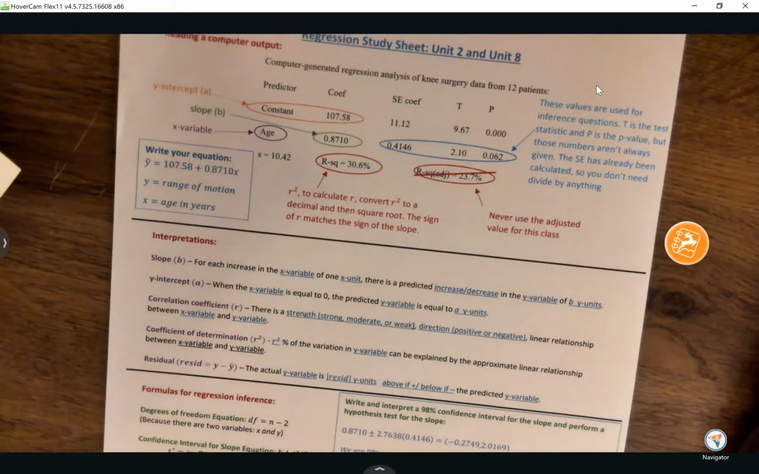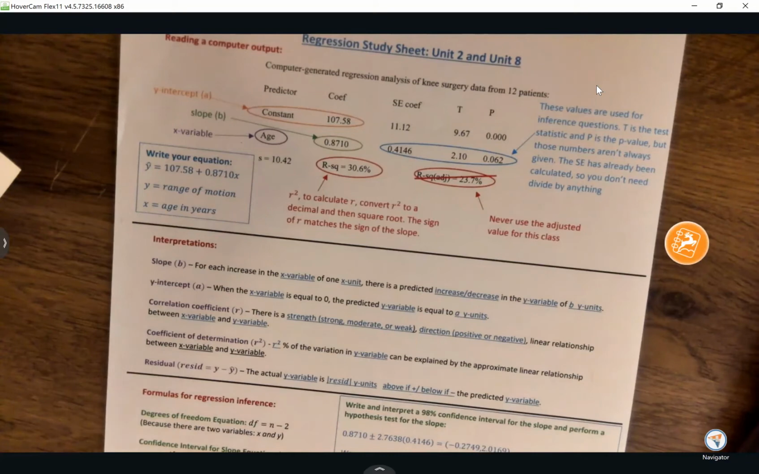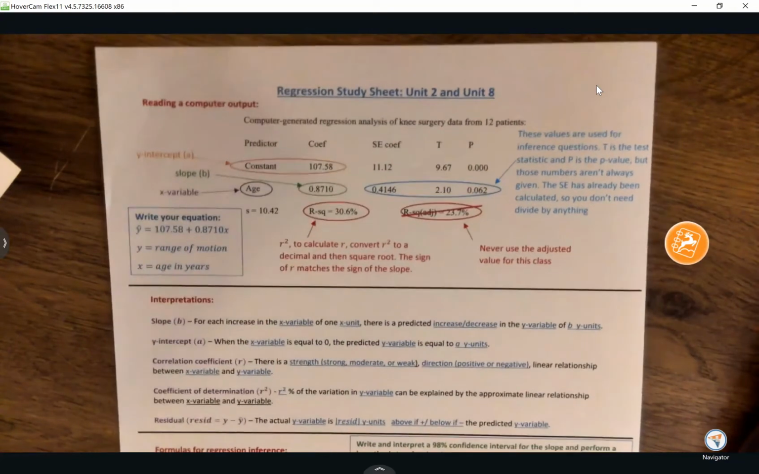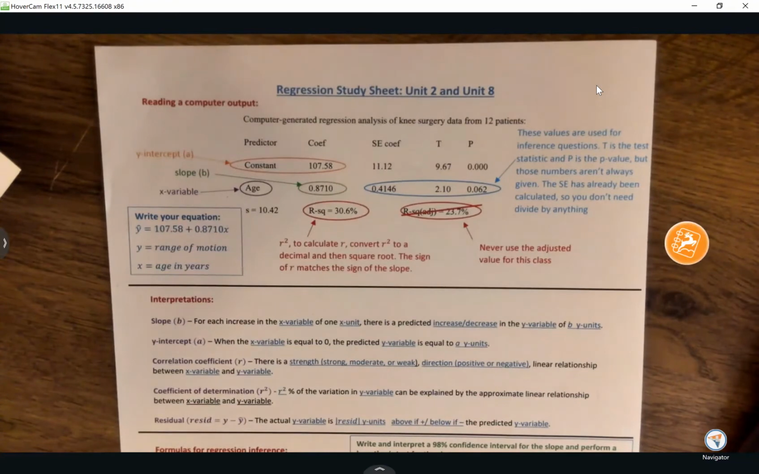So this is a regression study sheet. It's beautiful. I've posted it for you as well, so you can print this out if you have that ability. If not, hopefully I can give you a copy when we get back to school. I would definitely recommend doing colored ink if you can.